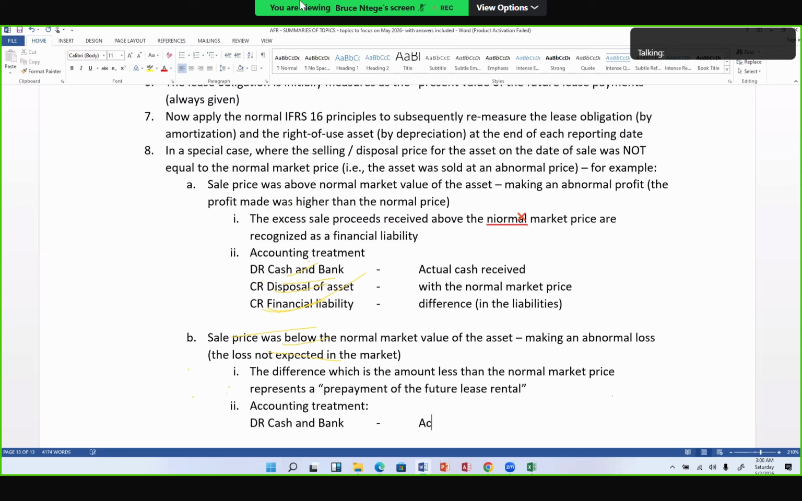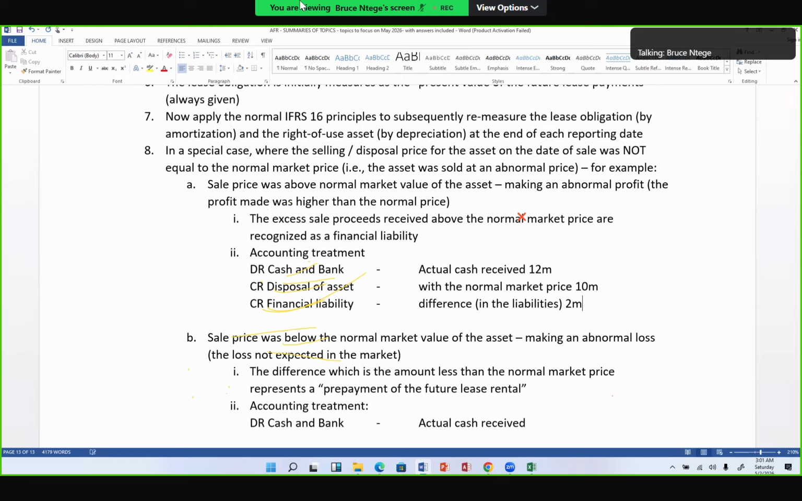So remember, I have received more money than the market would give me. The market would have given me 10 million. I've received 12 million. So I put my 12 million there. I've debited it in cash at bank. It's actual money in my bank account. But the disposal account should have the normal price, which would have been 10 million. There's this excess 2 million I've received. It's like I've borrowed somebody's money. It's a financial liability, so that's where I'll put it.